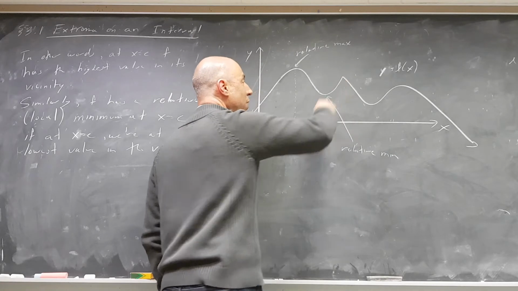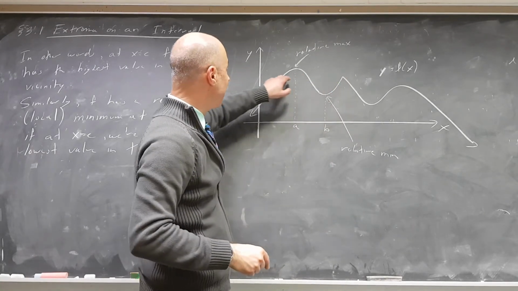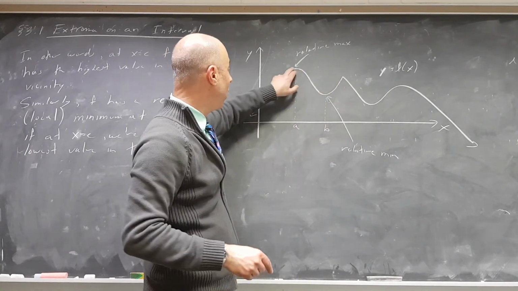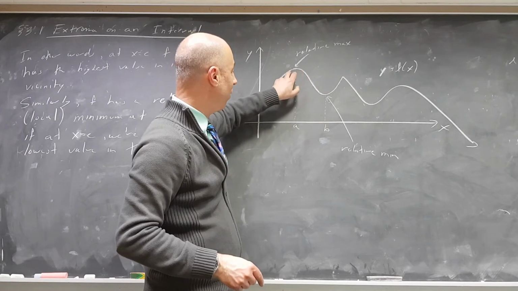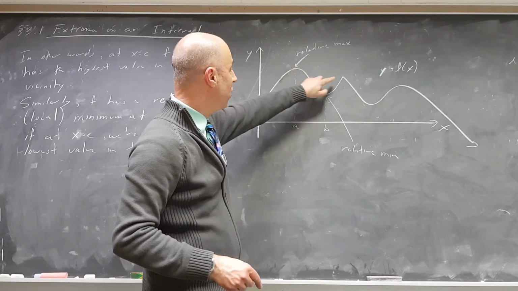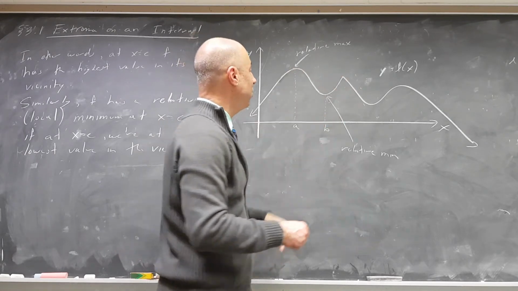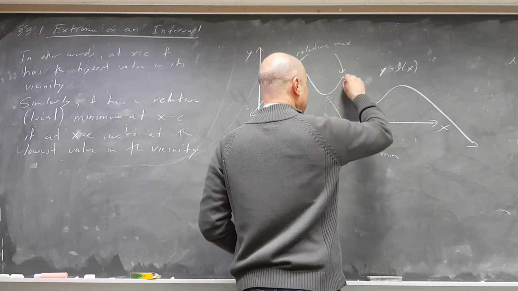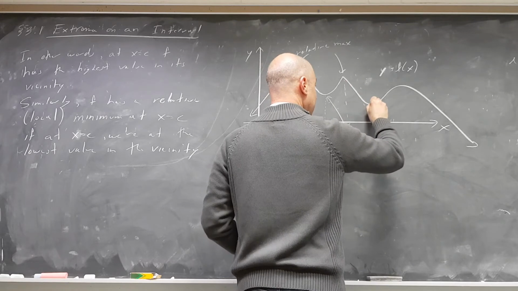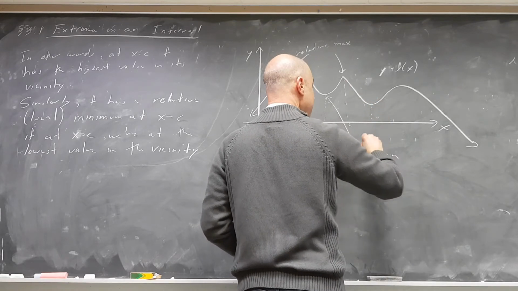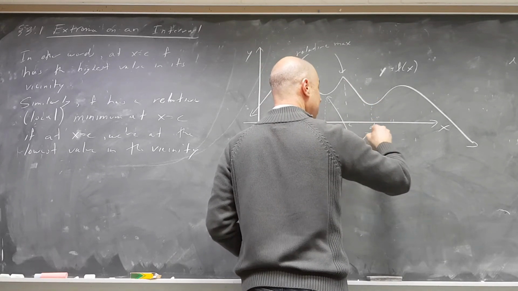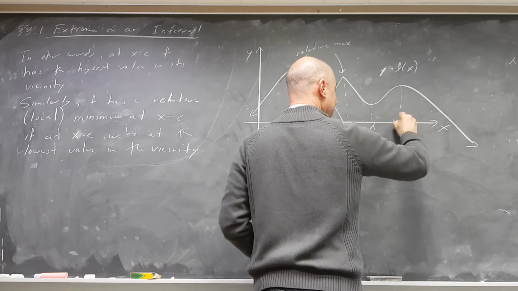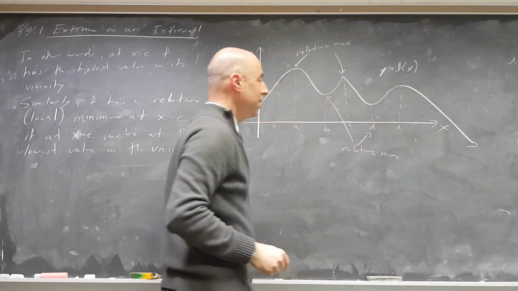Here we have another relative max. Again, we're not at the highest value anywhere on this curve. You can see we're higher here. In fact, we're higher all the way over this hill, but we're at the highest place in its little vicinity. So we have another relative max here. Let's call that c. Another relative min at d. Another relative max at e.